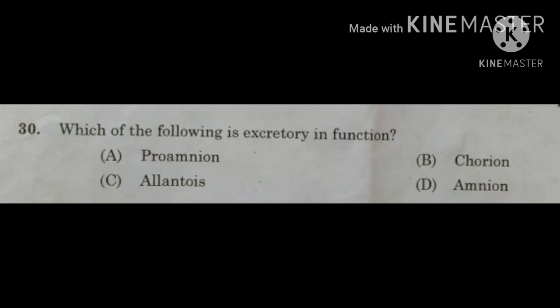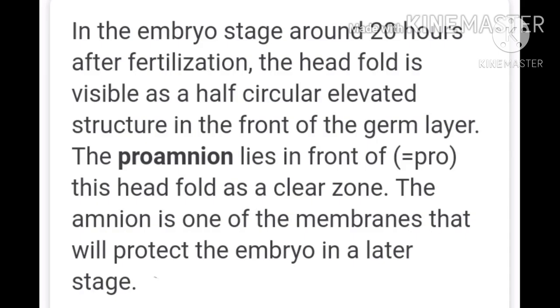The next question is, which of the following is excretory in function? Option A, proamnion. Option B, chorion. Option C, allantois. Option D, amnion. In the question, the first option is proamnion. Okay. In the embryo stage, around 20 hours after fertilization, the head fold is visible as a half-circular elevated structure in the front of the germ layer. The proamnion lies in front of this head fold as a clear zone.